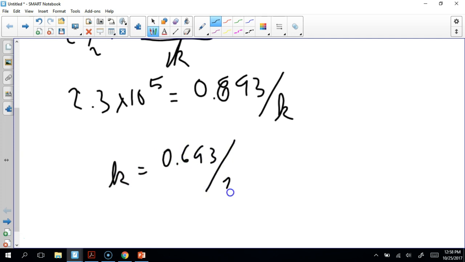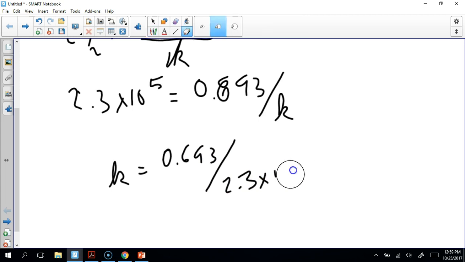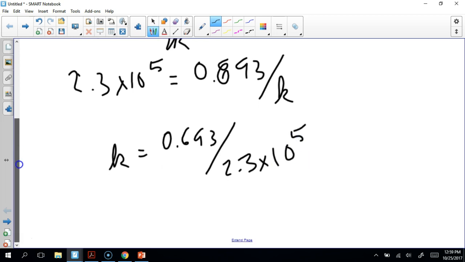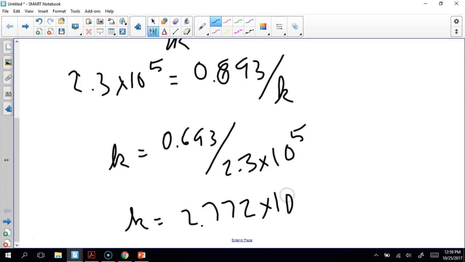In order to get that correct, you're going to get k equals 0.693 divided by 2.3 times 10 to the 5th. This should not be negative 5. And when we do that, we get a rate constant equal to 2.772 times 10 to the minus 6.